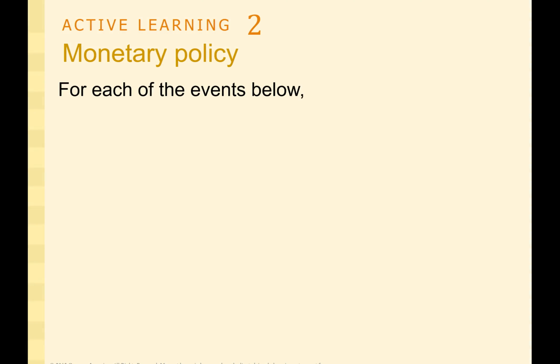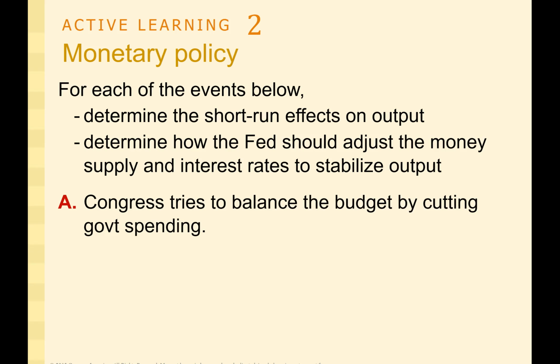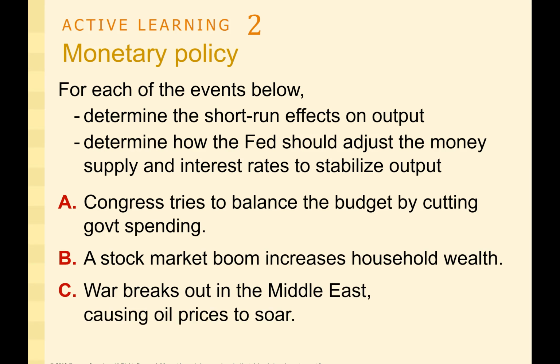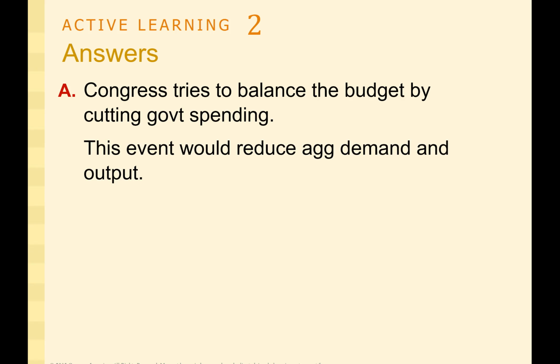A little practice here. For each of these events, see if you can see the short-run effects on output and how the Fed should adjust the money supply to stabilize output. So we're given 3 events here. In the first case, Congress tries to balance the budget by cutting government spending. This is a fiscal policy action, and this would reduce aggregate demand and output.